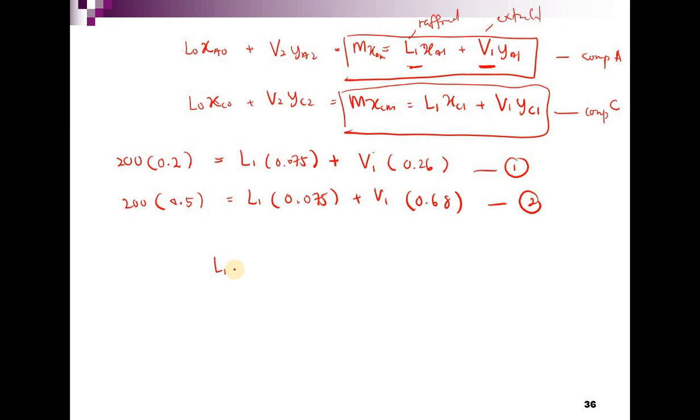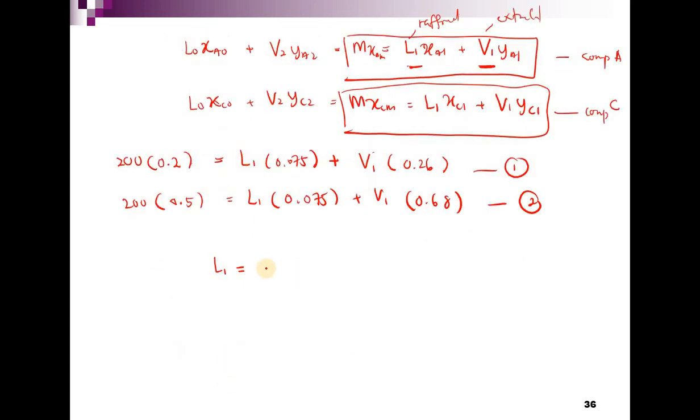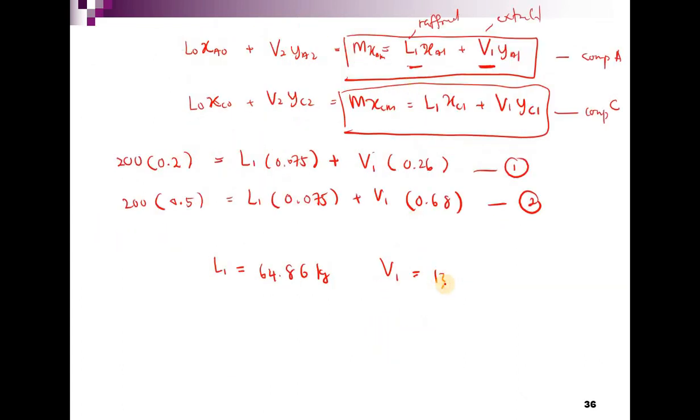So you will get L1, which means the raffinate, is 64.86 kg, and V1, which is the extract, is 135.14 kg. Okay, so you can solve by yourself. You can solve these two equations and you will find the value of the unknowns.